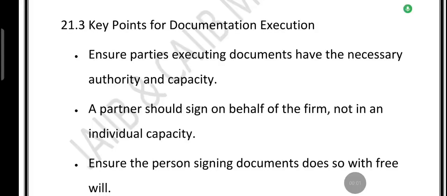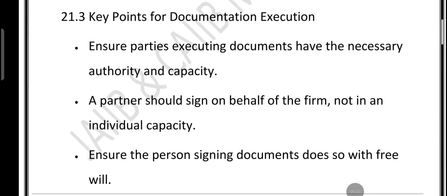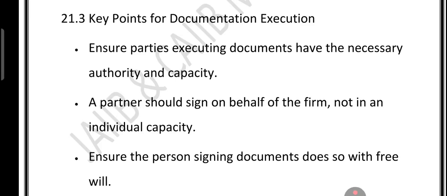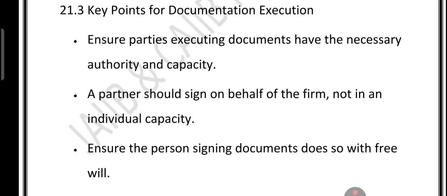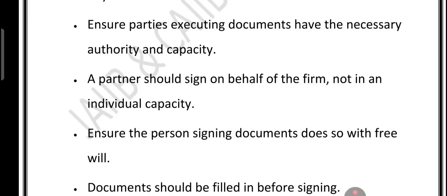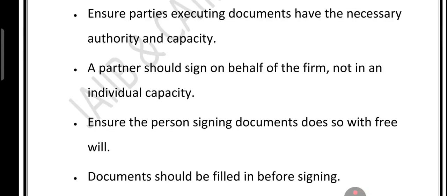Now friends, if we talk about document execution, let's break it down in simple terms. When someone signs the loan document, the bank must ensure that the person actually has the authority to sign, especially in the case of partnership or company. For example, a partner should sign on the behalf of the firm, not just as individual. Then the person should sign willingly, which means no pressure, no force, and all blanks in the document should be properly filled before signing, because an incomplete document can cause major legal issues later.